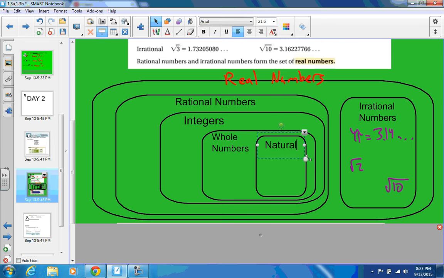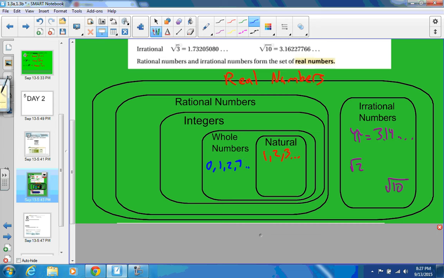So let's start from the inside out. I think this will be easiest. Natural numbers include counting numbers. So we have 1, 2, 3, etc. Whole numbers would be 0, 1, 2, 3, etc. So all of the natural numbers are inside of whole numbers, but 0 is also part of it. So these are all also part of integers, but integers also have negatives.